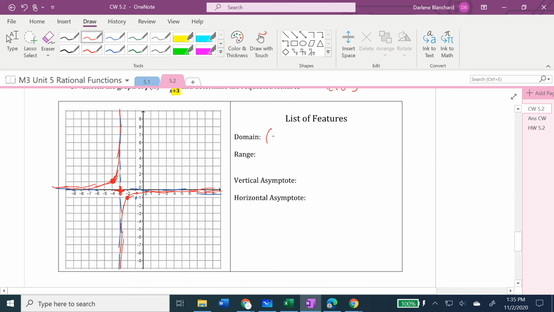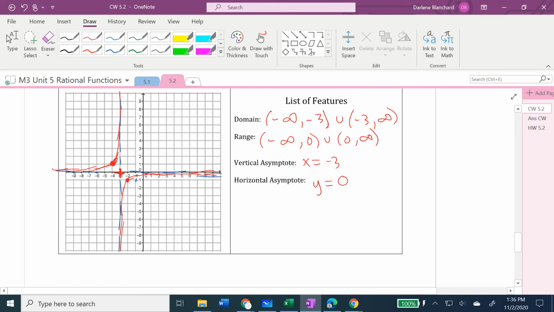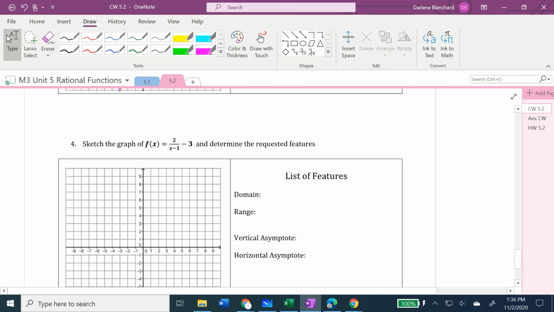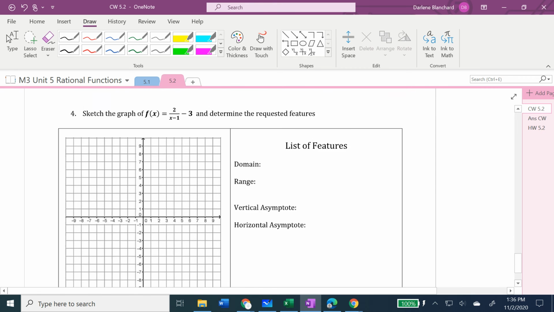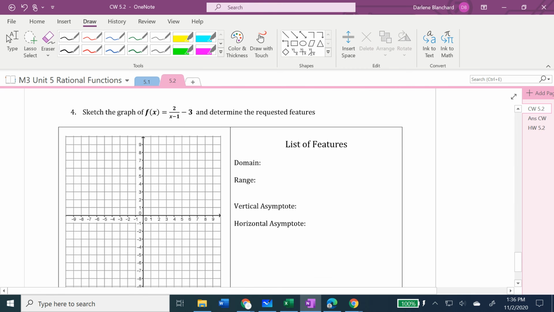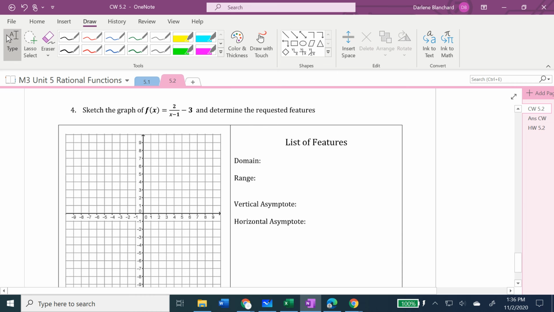The domain is everything except for x equals -3. The range is everything but 0. Vertical asymptote is x equals -3, and the horizontal asymptote is y equals 0. Okay. And I think this is the last example. Yes, it is. Last example.